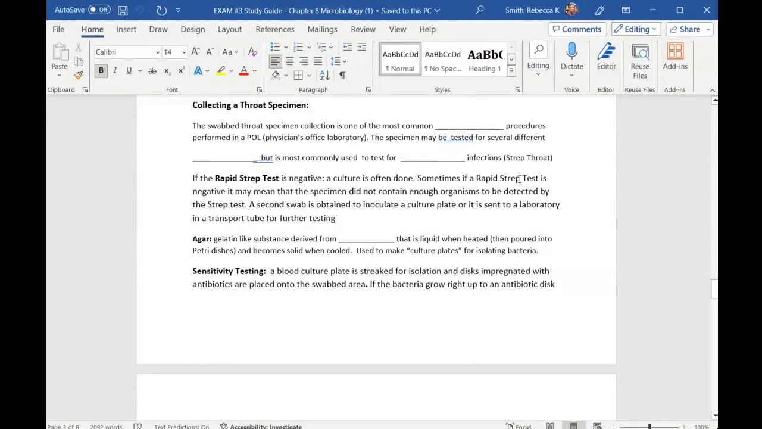Collecting a throat specimen is a very common procedure, right? We do this all the time. I had a bunch of them yesterday. It can be tested for several different microorganisms, but it's usually tested for what is the organism that causes strep throat? It's a strep, but what is the second word?